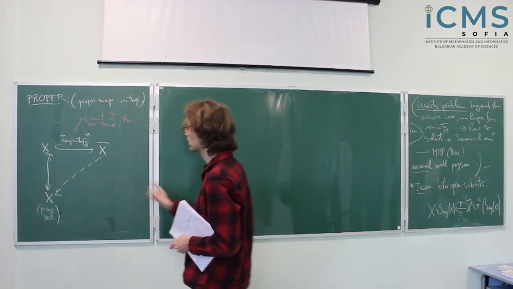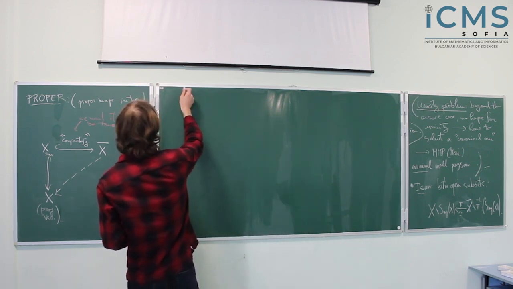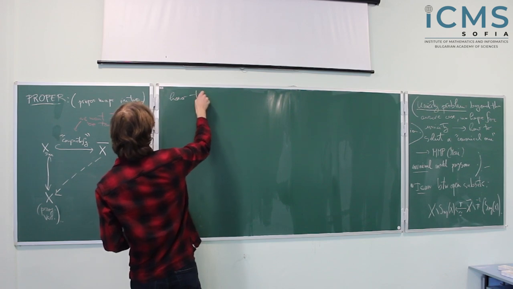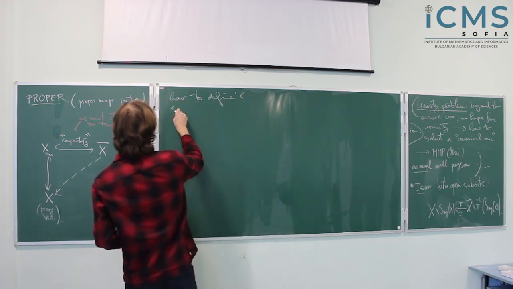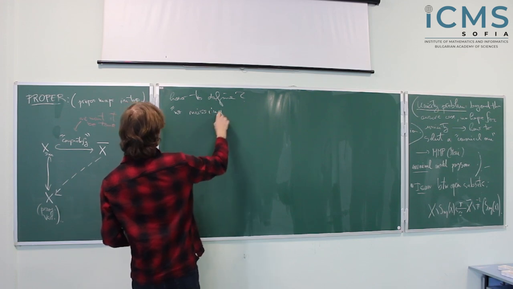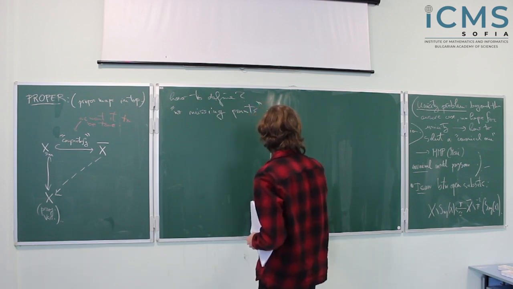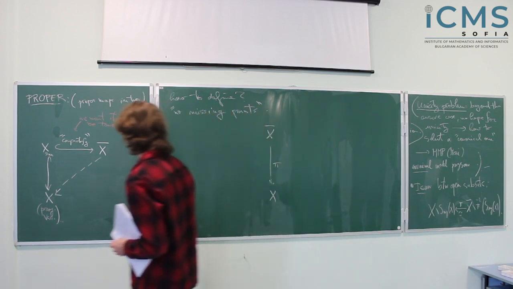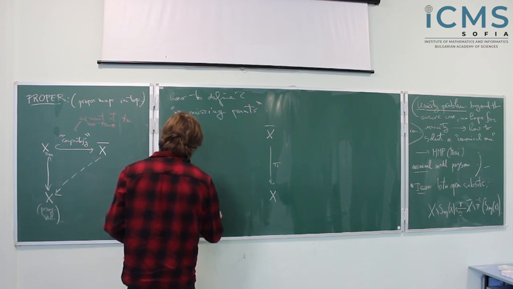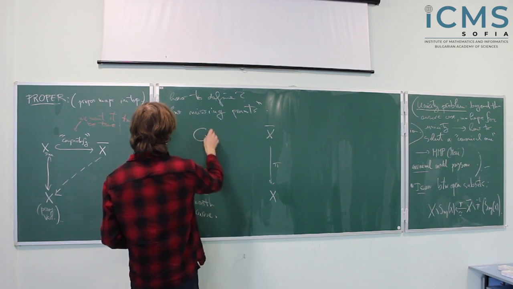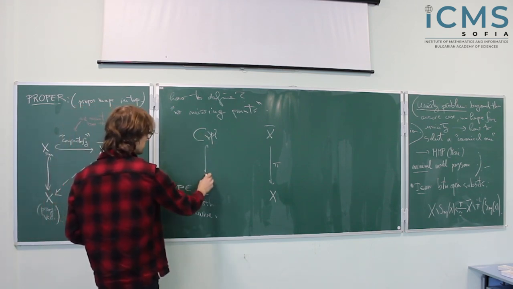Let's see how this properness condition works, but if you don't really like it, okay. So how to define it? Well, the idea is that there are no missing points. So you take X bar and you have the morphism pi here, and the following thing works like this. You take a smooth curve here. Okay? And P is a point on the smooth curve, and you have this injection.